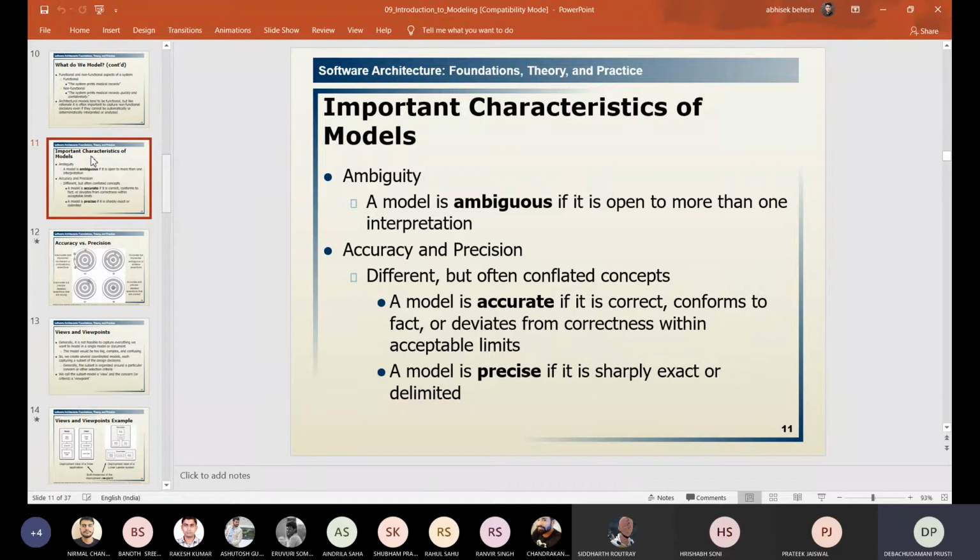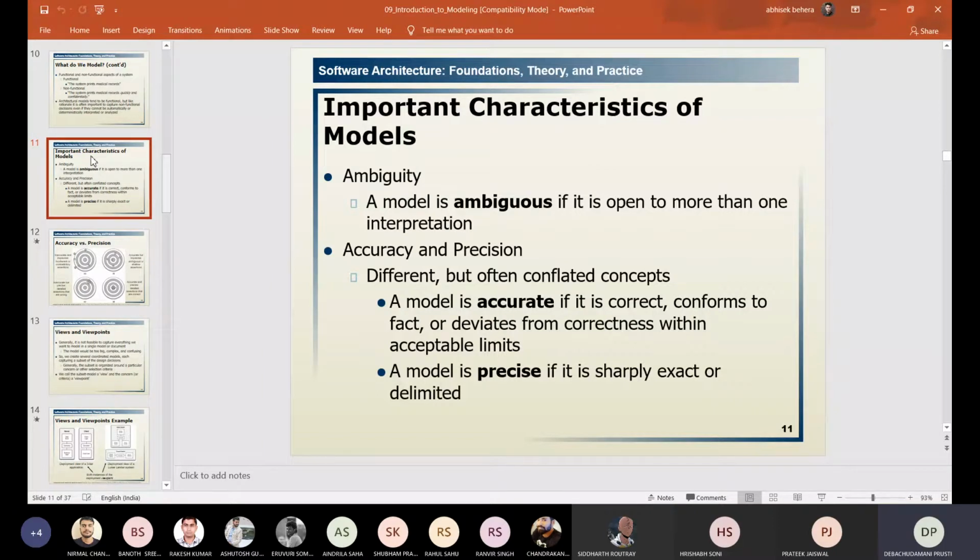Now, the important characteristics of any model. First one, ambiguity. A model is ambiguous if it is open to more than one interpretation. It will create a lot of confusion if it is open to more than one interpretation.